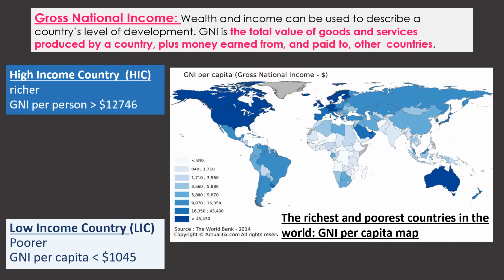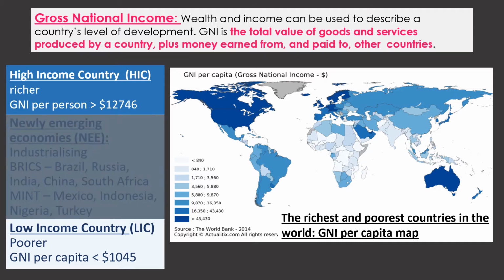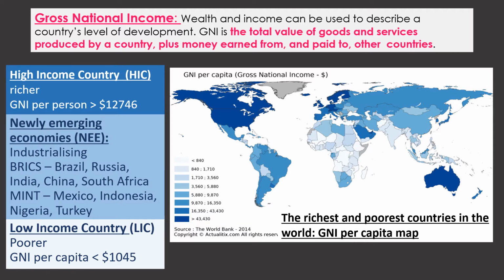Countries in sub-Saharan Africa, and remember Africa is not a country, there's huge variation within it, and some countries of Southeast Asia. The majority of countries today fall in the middle income category, shaded mid-blue. These are your newly emerging economies, your NEEs, which are seeing increasing wealth through developing their industries, and these include the BRIC countries of Brazil, Russia, India, China, South Africa, and the MINT countries of Mexico, Indonesia, Nigeria and Turkey.